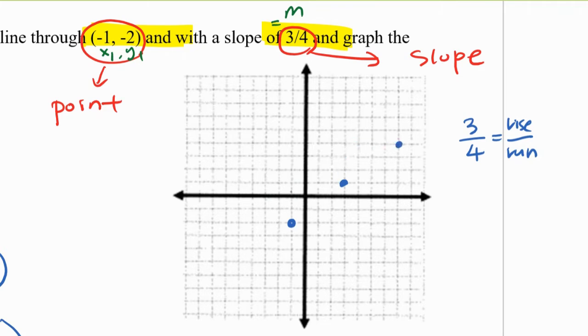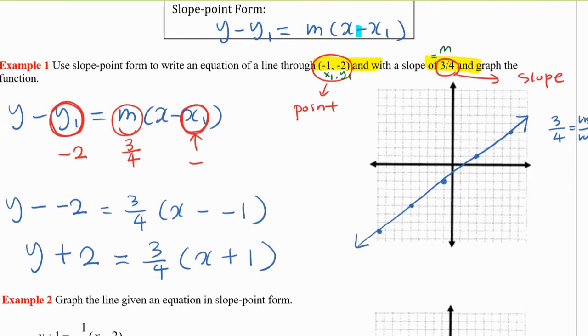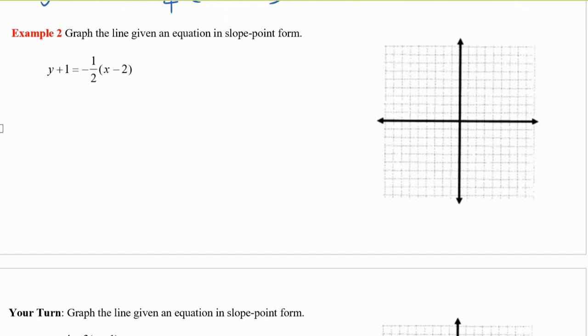So go on and on and on. You can go in the other direction too. So it becomes like this. So find all the points and join the points, and don't forget to put arrows in both directions. Alright? So this is how you draw the line using slope and the point. Okay? Alright, let's move on. Look at example 2.